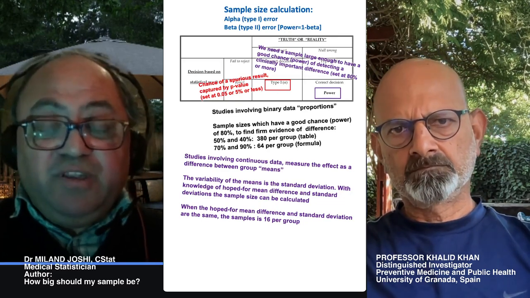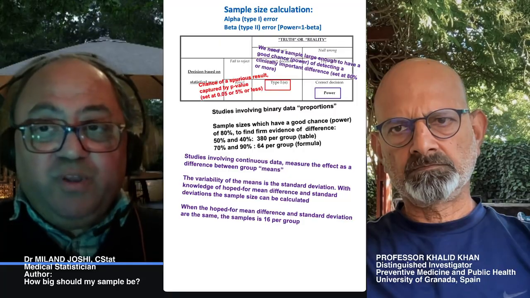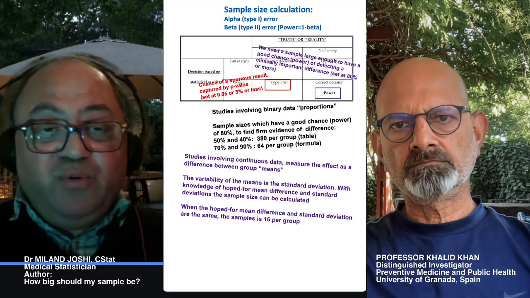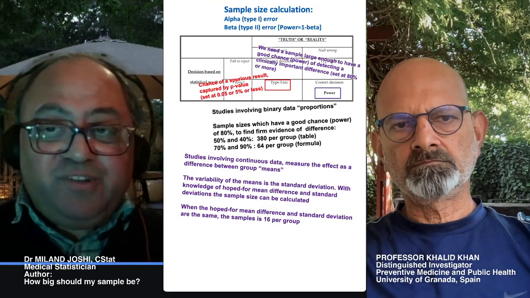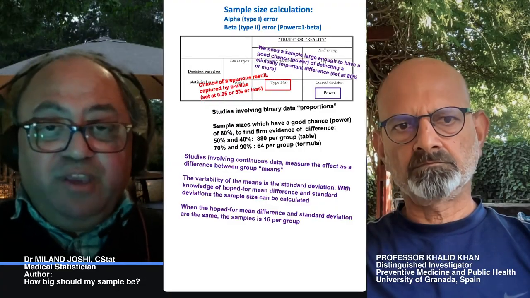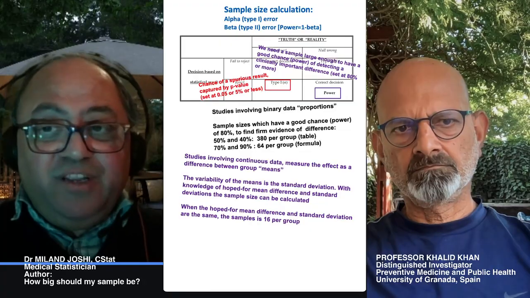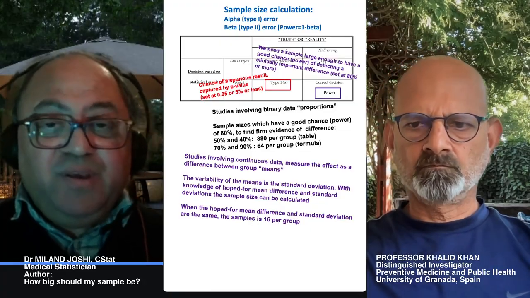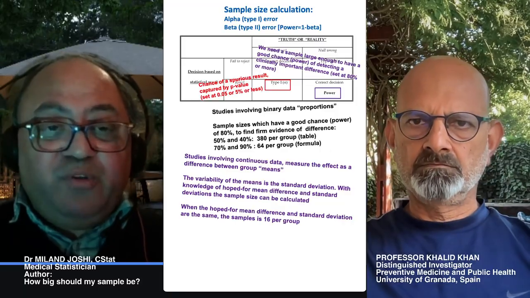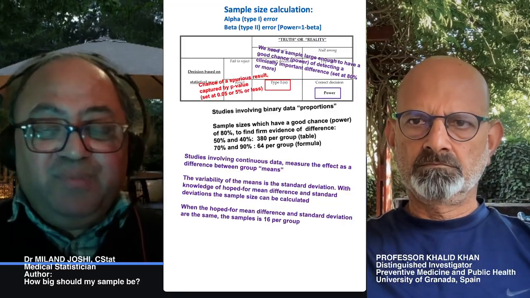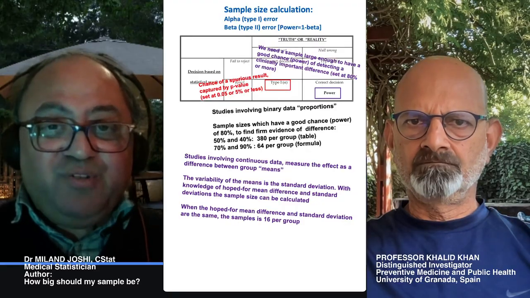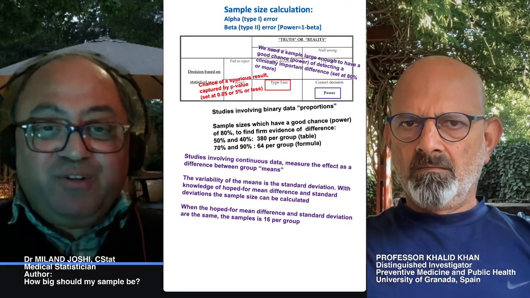Certainly. Now, with continuous measures, we need to know what the clinically important difference is, as before, but we also need to know the variability of the measurements, which is the standard deviation. Now, if the two are equal, then it so happens that the sample size we need is about 16 per group. If the ratio between the two is not the same as one, then you need a formula, which I have provided in my book, very simply, and you can do the calculation.